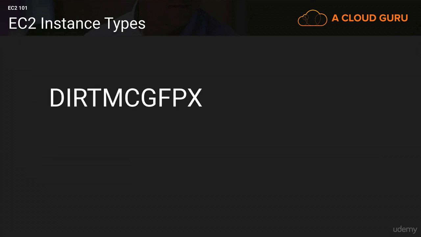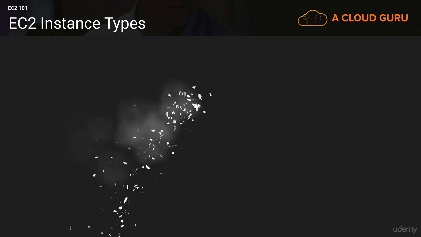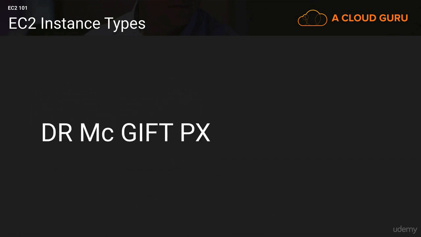So these are the letters we've got to make an anagram out of. So we've still got DIRT MCG, but now we've got FPX as well. So we've got 3 new instance types. And I put this into a Scrabble word generator, a couple of them actually, and I couldn't get anything halfway decent. So I actually came up with one myself, and forgive me, this is quite bad, but it makes me remember it. So what I came up with was Dr.